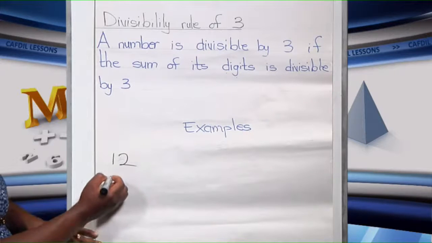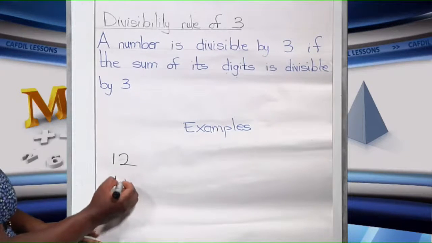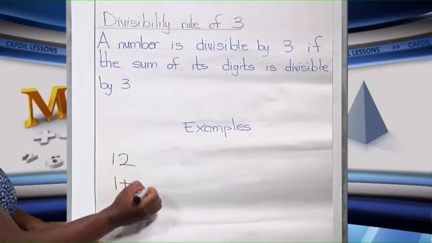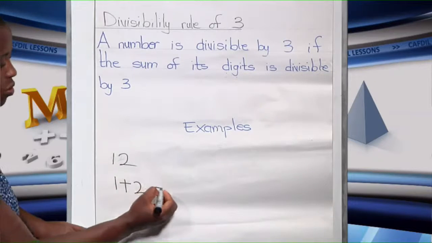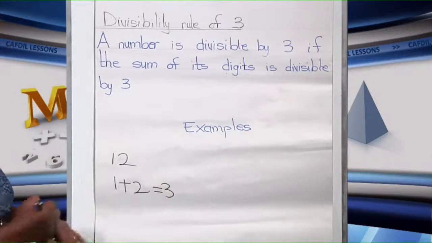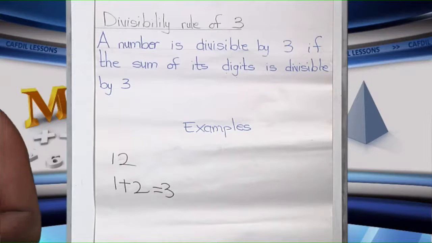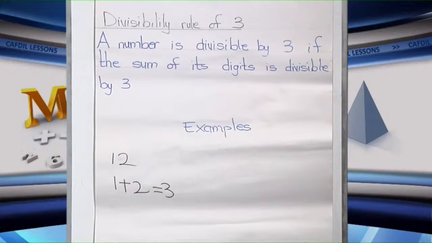So learners, let's add 1 to 2. So 1 plus 2 will give us 3. You see? So the number 12 is divisible by 3. When we add the sum, we will get 3. So 12 is divisible by 3.